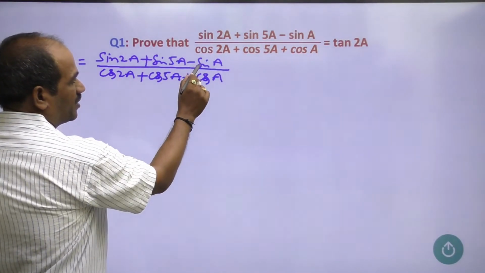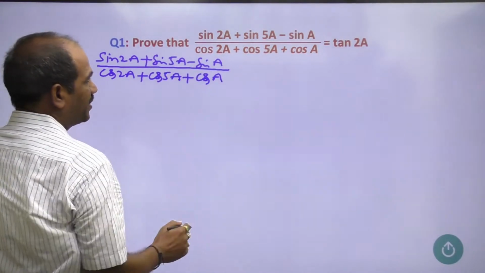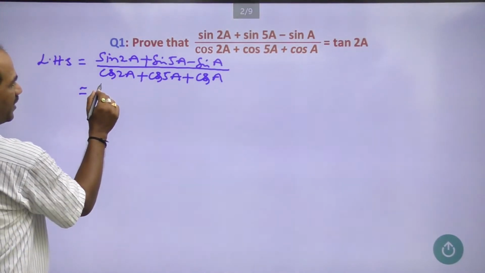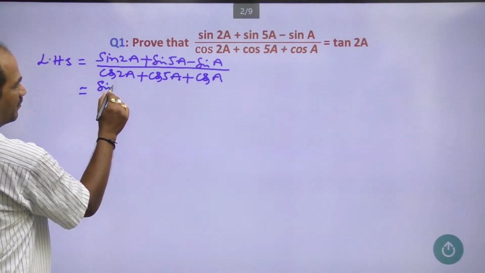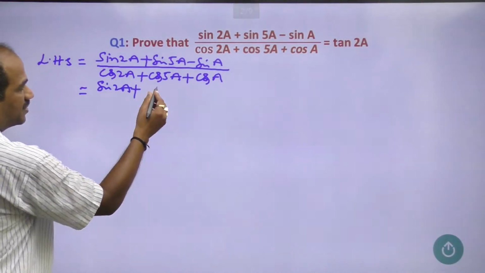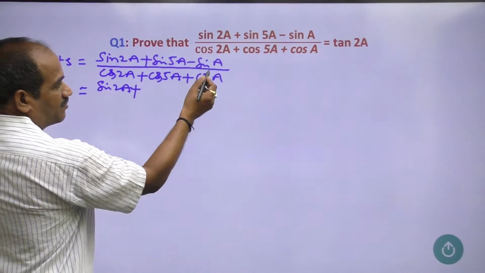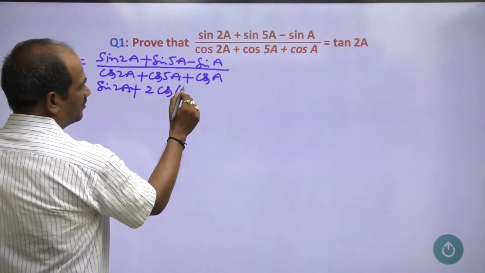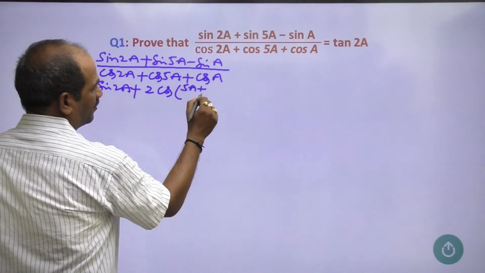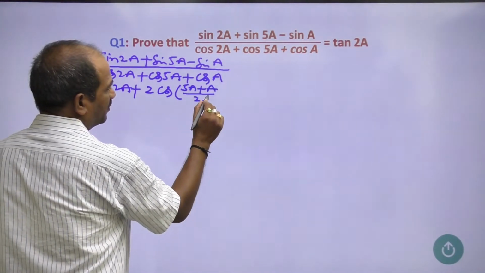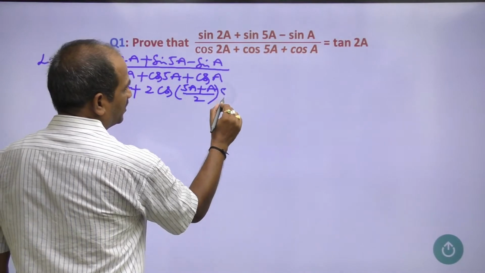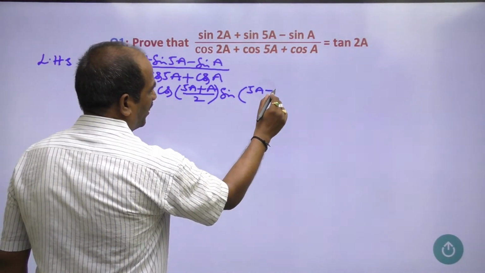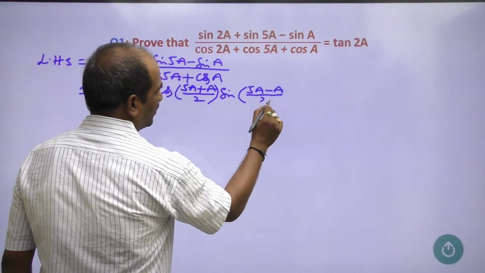So apply the sin C minus sin D formula. First, that is equal to sin of 2a plus, see here sin C minus sin D, in this formula 2 into cos of (C plus D) by 2, so that is (5a plus a) by 2, into sin of (C minus D) by 2, so that is (5a minus a) by 2.